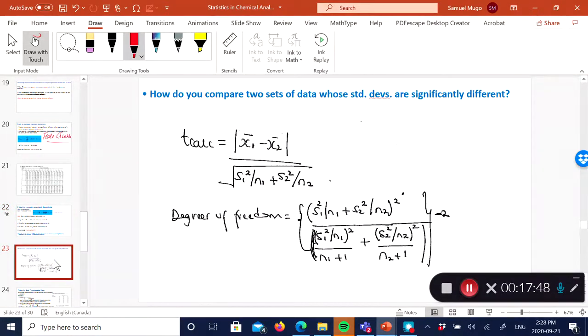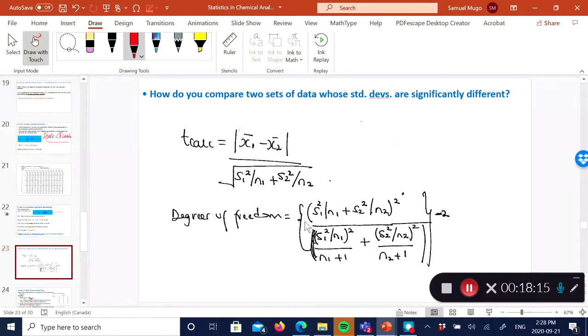Now, in the event that the standard deviations are not similar, it means we shouldn't pool the S. And so in that case, we should actually use this type of equation, where the t calculated is calculated as such, so you're not pooling the S. And the degrees of freedom in that case, we calculate as follows.